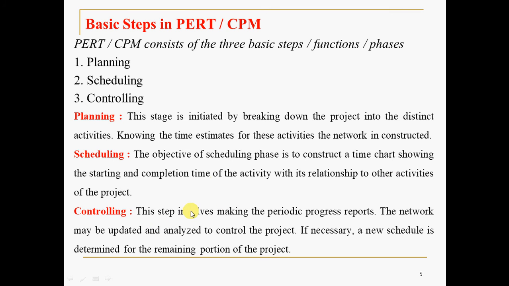Fine. Then the final step is controlling. This step involves making the periodic progress reports, whether you are going according to your planning or scheduling. So it will check like this stage or this step. The network may be updated and analyzed to control the project. If necessary, a new schedule may be determined for the remaining portion of the project, whether it is happening as per your planning or scheduling. So it will be checked by this step or this phase.